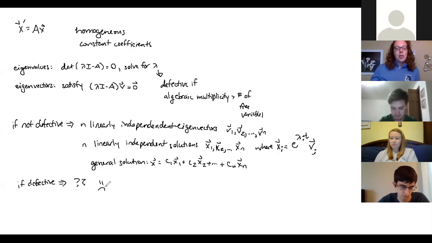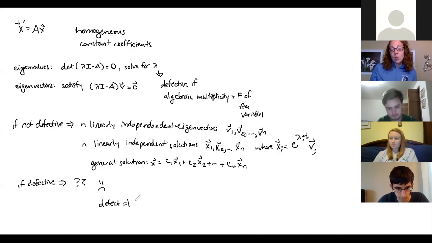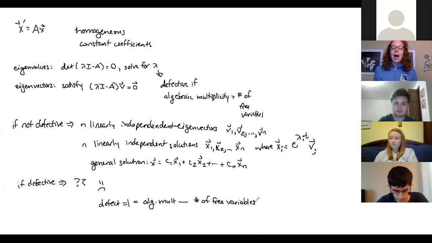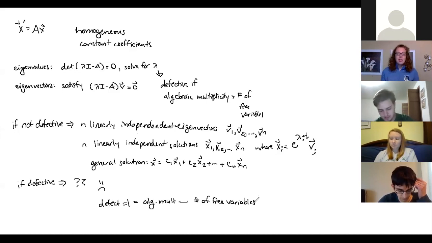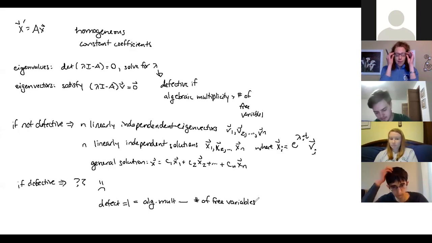We are only going to deal with defect equal to 1, and the defect is the algebraic multiplicity minus the number of free variables. So the defect is basically how many linearly independent eigenvectors are you missing? How far off? What's the difference between what we should have and what we actually can get? So that's your defect. We are only going to deal with defect 1.